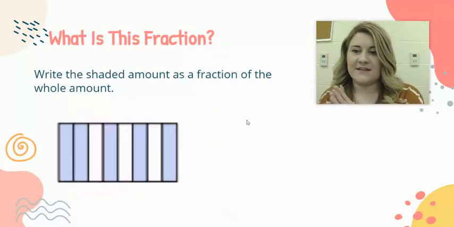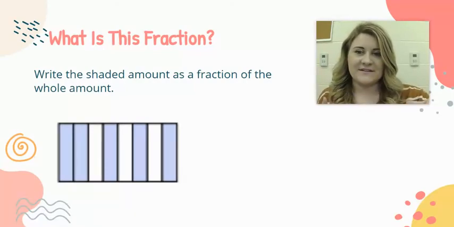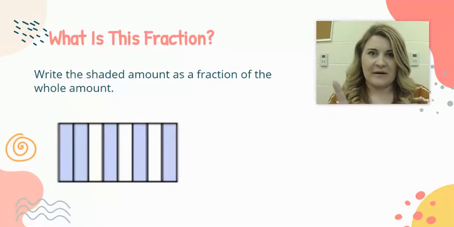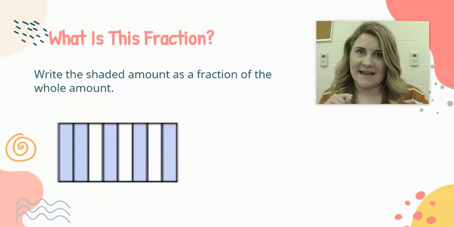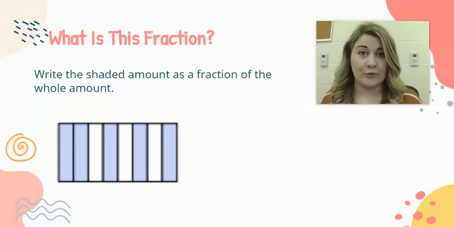All right, let's look at this one. This one looks a little bit harder. So we're going to figure out our bottom number first, which is our total, our denominator, and we are going to count those sections up. So we have 1, 2, 3, 4, 5, 6, 7, 8. I like to use my finger on my screen when I'm counting them just to make sure I don't miss any. So we have 8 as our denominator because we have 8 total pieces.